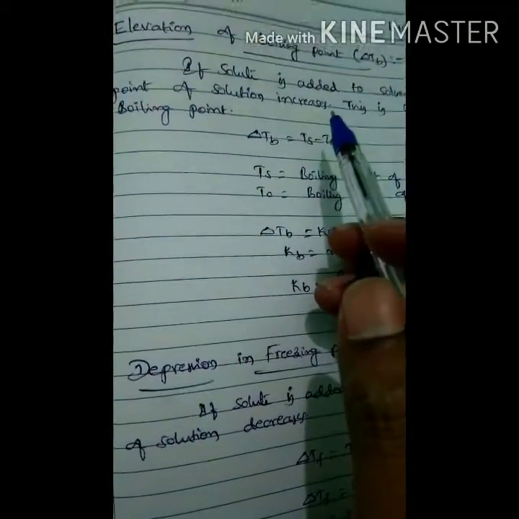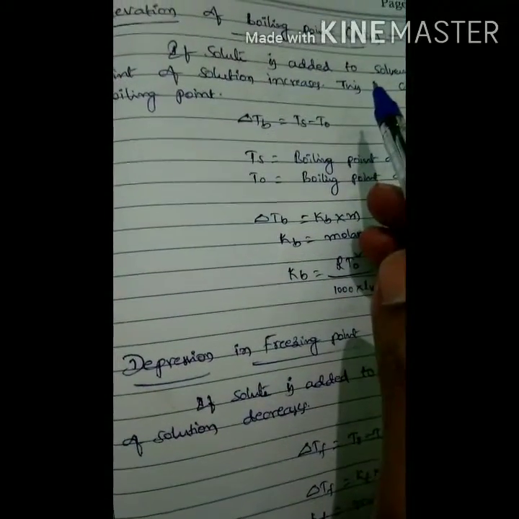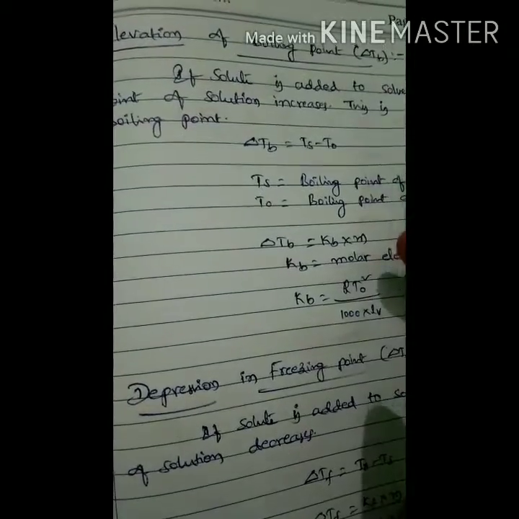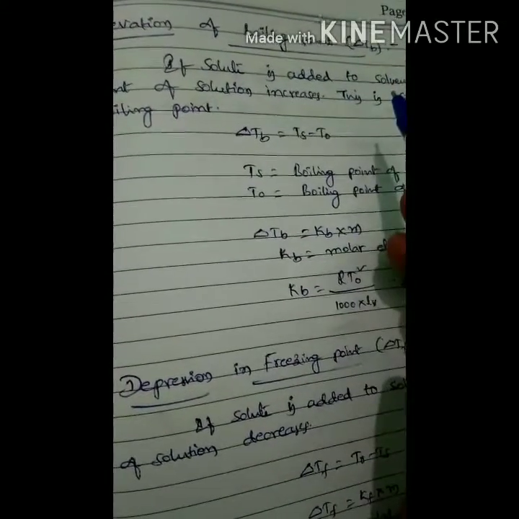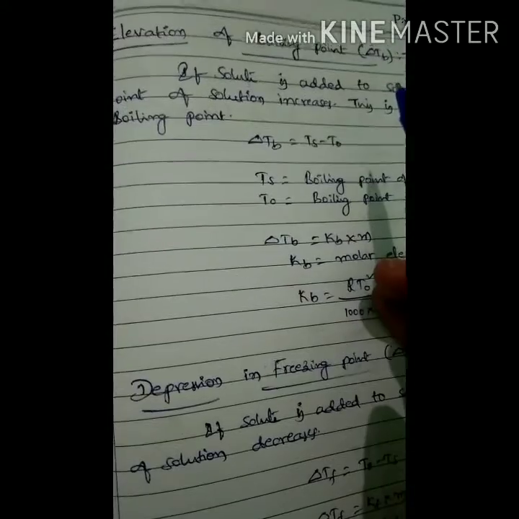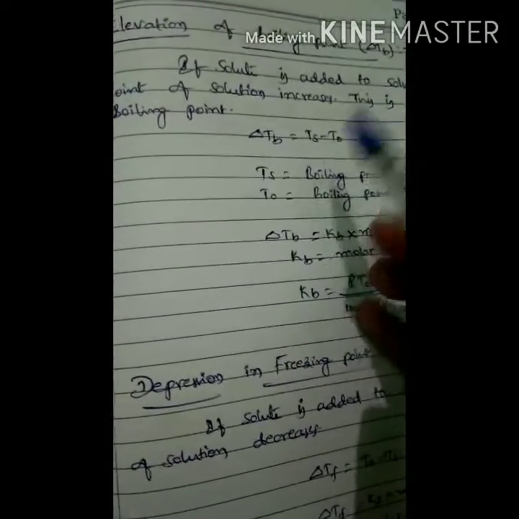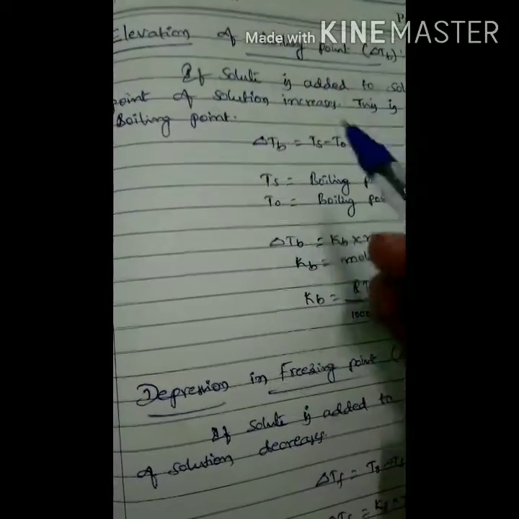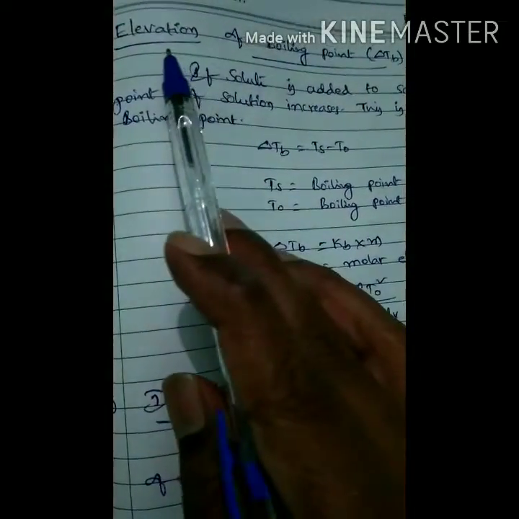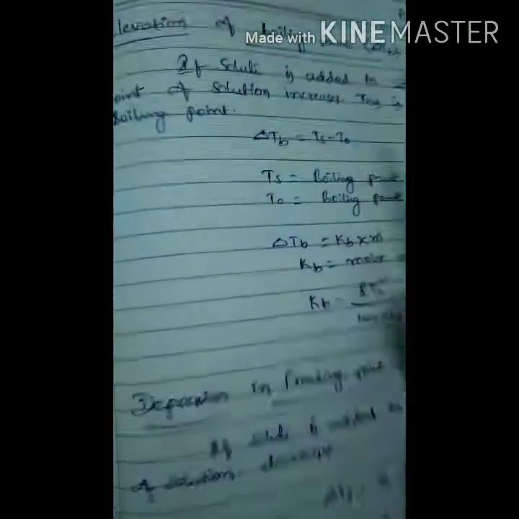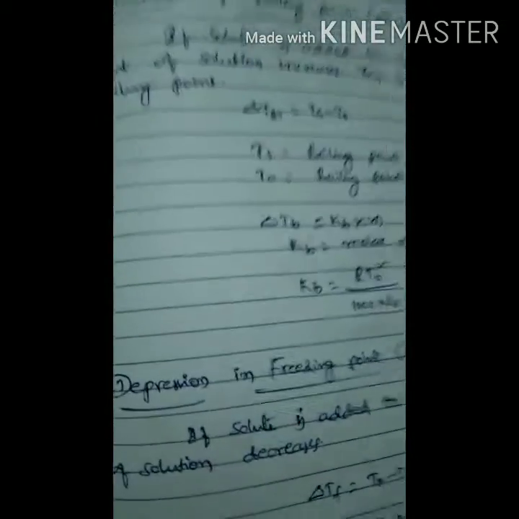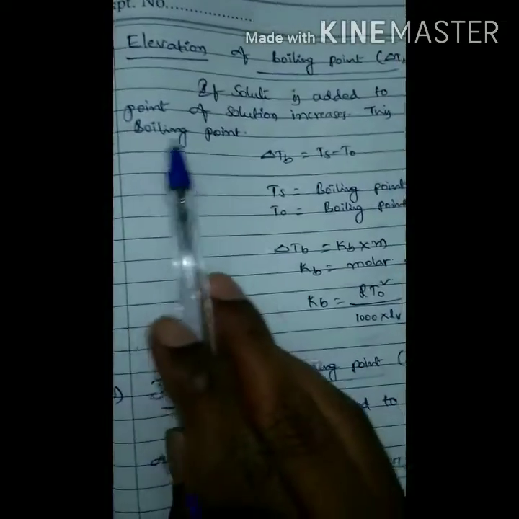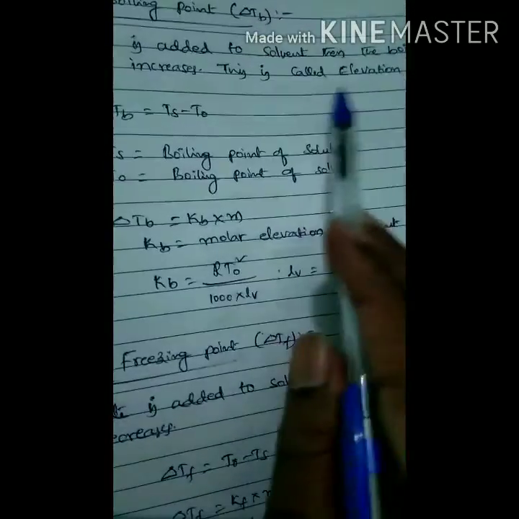Because if solute is added to solvent, then the attractions between solute and solvent increases. That means attractions takes place between solute and solvent. To break that attractions, it needs more energy. That means it needs more heat, so that its boiling point increases. So that is why this is called elevation of boiling point. So elevation means increases. If solute is added to solvent, then the boiling point of solution increases. This is called elevation of boiling point.